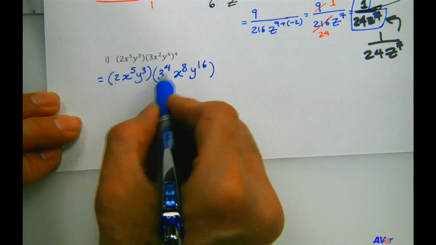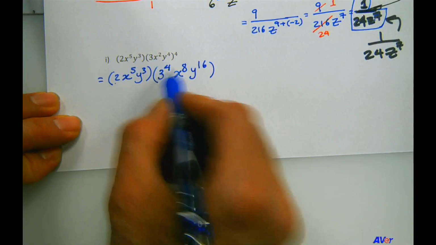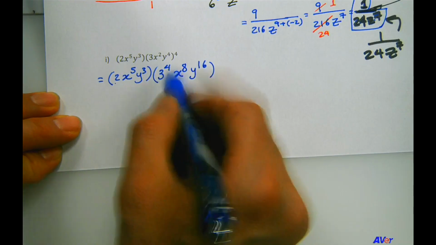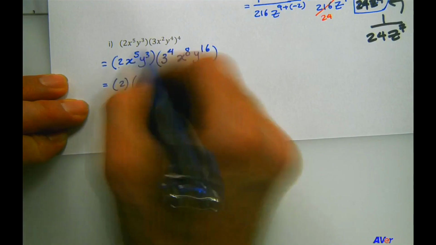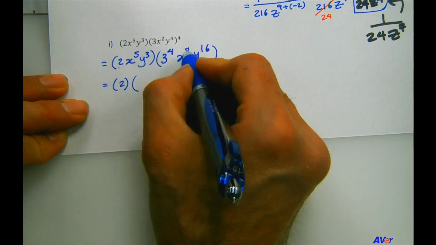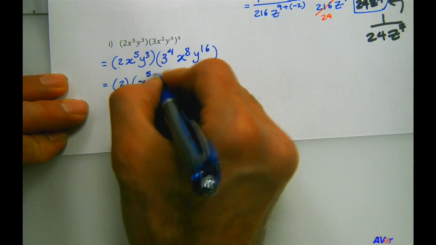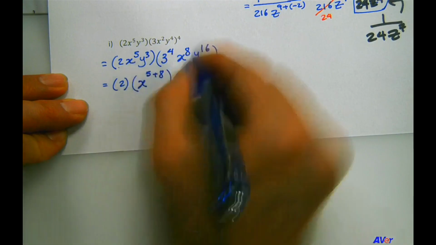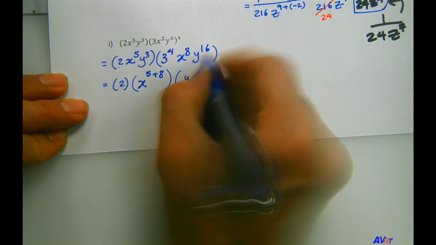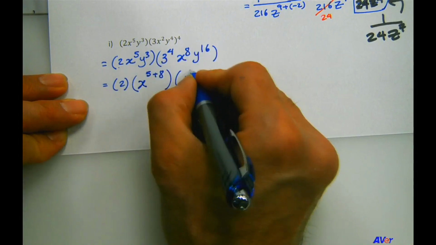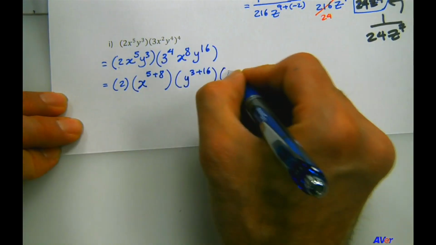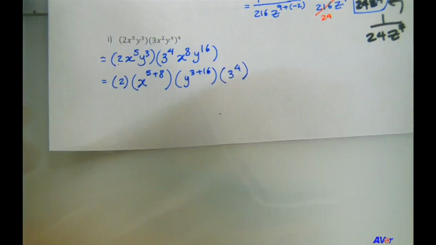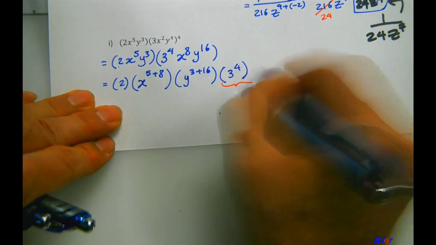So 2 times, that's 3 to the 4th, is 27. No, sorry, 81, right? So let me take this step by step. We have 2. Then we have x to the 5th power times x to the 8th power. So x and then 5 plus 8, right? Adding the powers. For the y terms, the bases are the same and the powers are 3 and 16, so 3 plus 16 power. And of course times 3 to the 4th, which is, by the way, 81.